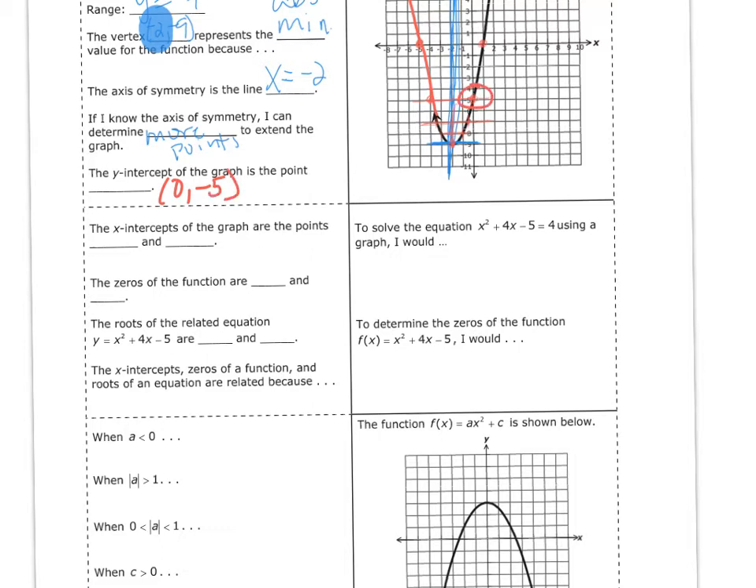All right, so finishing out the next section, the x-intercepts of the graph are the points 1, 0, and -5, 0. The zeros of the function are 1, 0, and -5, 0. The roots are 1 and -5. And the last section says the x-intercepts, zeros of a function, and roots of an equation are related because they are the same point on a graph.